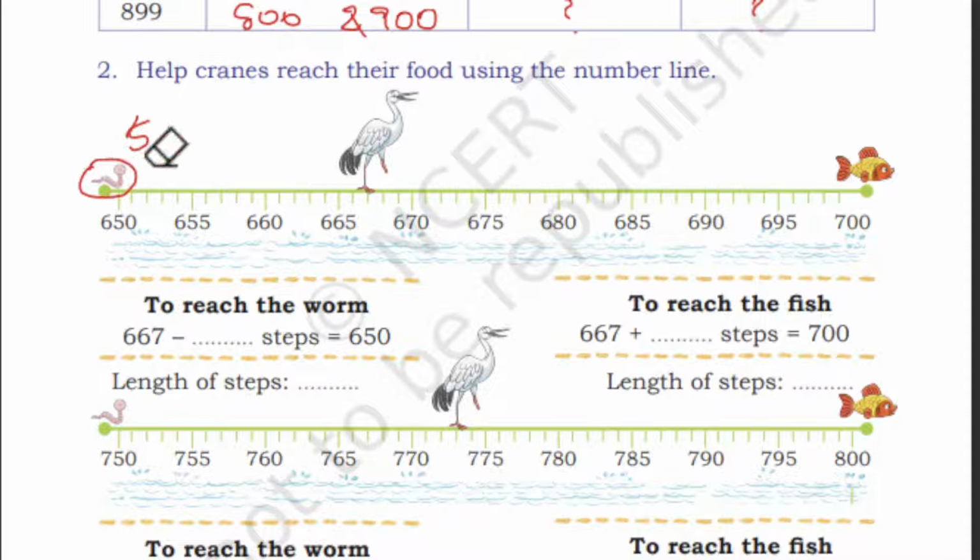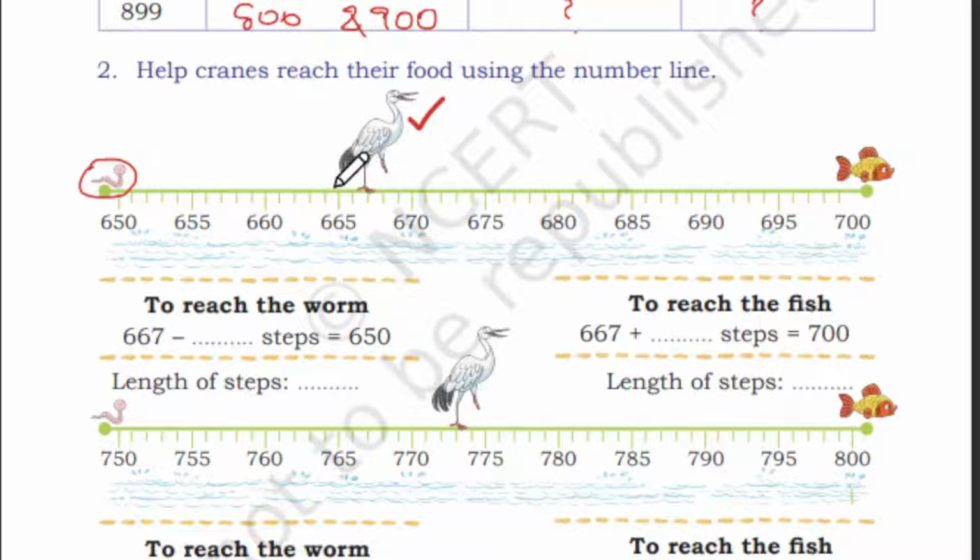Let me erase the 5. So we have the worm here. Sorry, the crane. The crane is here and the worm is here. So the crane should come backward. So how many steps? 667 minus blank steps is equal to 650. So you have to go in reverse. You have to check how many jumps are here. It is standing here at 667.